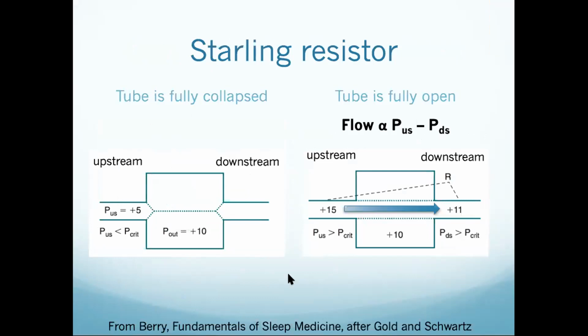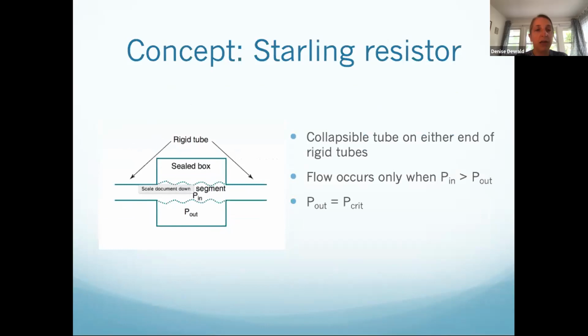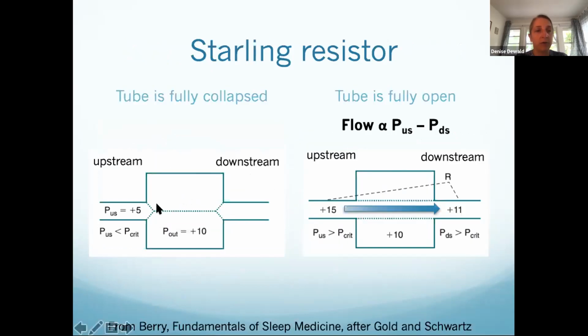Sorry, can you go back, Denise? Sure. Can you explain that one more time? Let me show you in this, because I'm going to go on here. So here's your collapsible tube. If the pressure in here is less than this pressure, so if the pressure here is 5 and the pressure here is 10, the pressure in the box is going to collapse this tube, and there's going to be no flow. Do you see that?